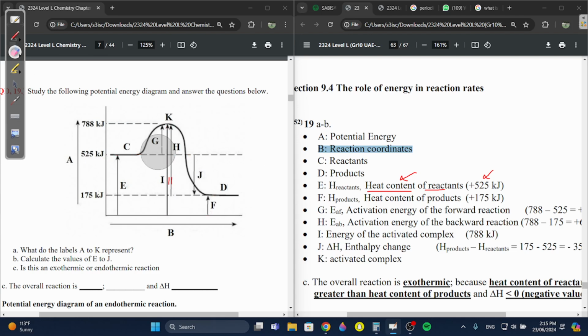Is the overall reaction exothermic or endothermic? We start at 525 and my products have 175. The products have less energy than the reactants, so certainly energy was released, so it's exothermic. Why? Because the heat content of the products is less than the reactants, and delta H is negative. How do you find delta H? It's the heat content of the products minus the heat content of the reactants, when you have a graph like this.